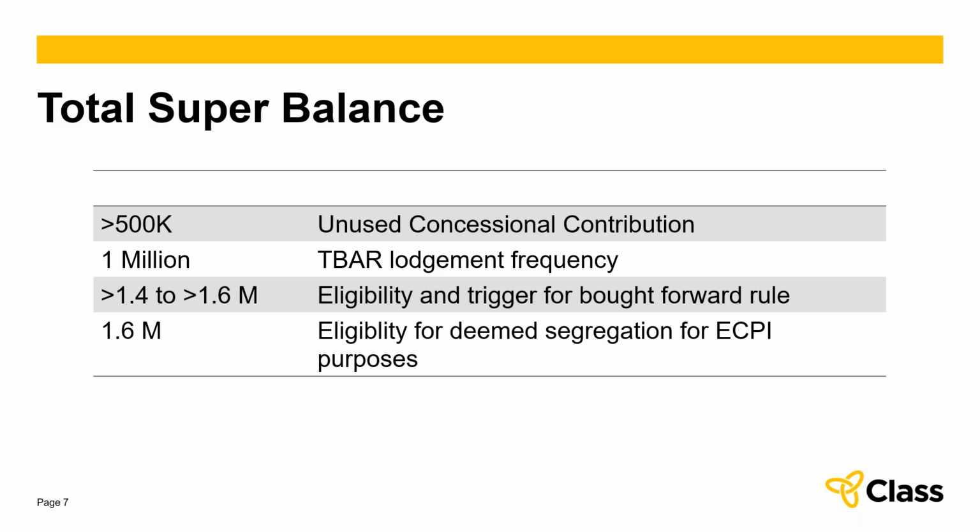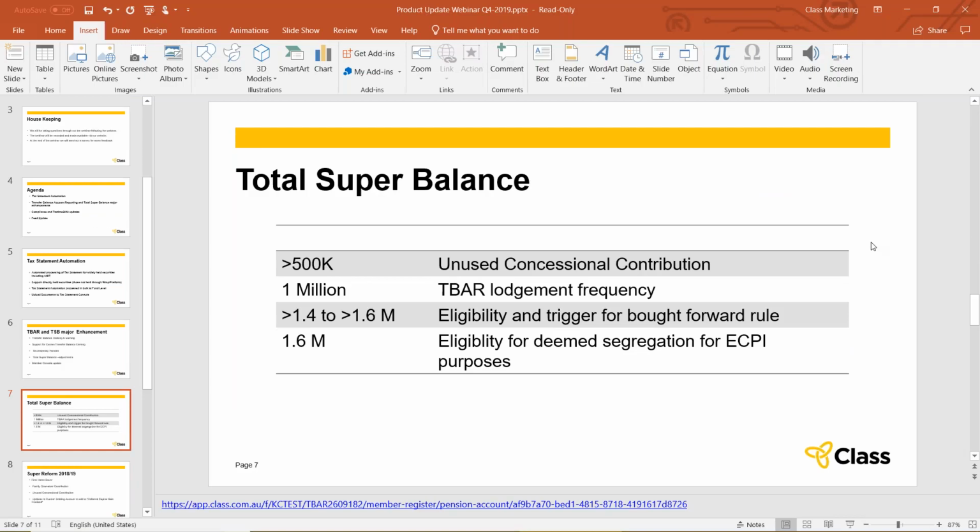But the one that I will come back to is the unused concession contribution, which is quite a big change that occurred as part of the super reform changes that took effect 1st July 18. The first year where you're able to actually use some of these concessional contributions was 1st July 19, and Class have done quite a bit of work to make sure that you're able to track that and reflect that information.